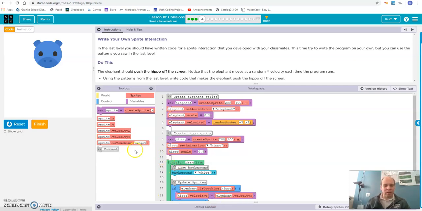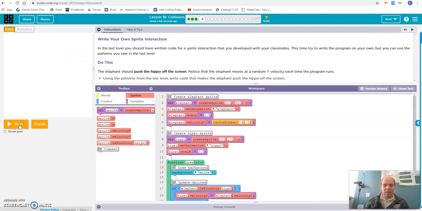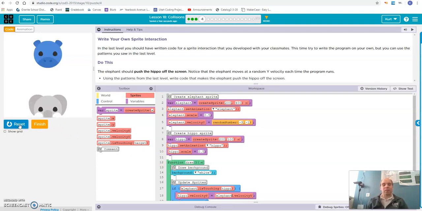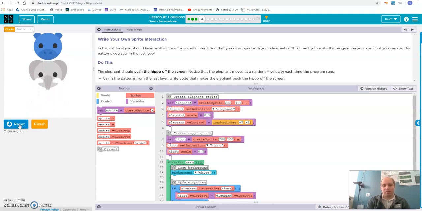Then, no matter what the speed or the velocity is that the random number generator is creating, it's always going to be the same as the one that the hippo has. So there you have it.